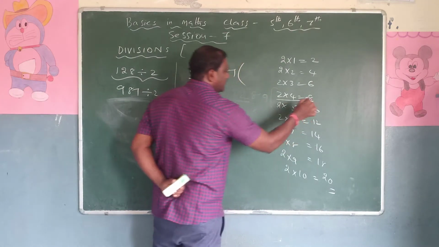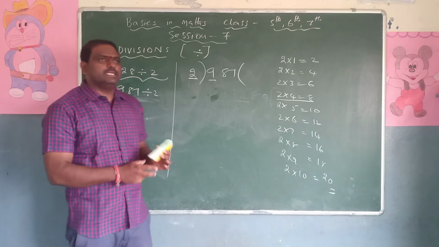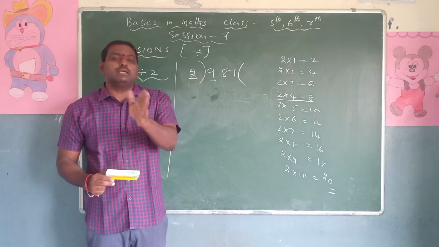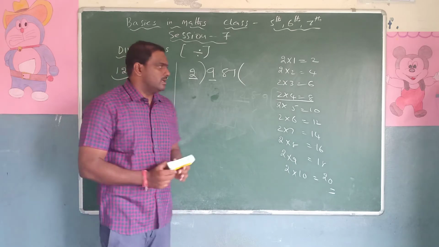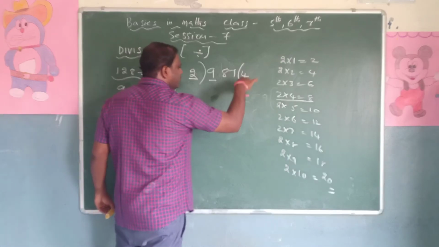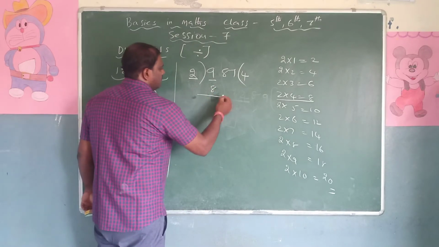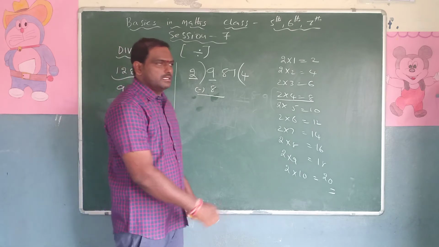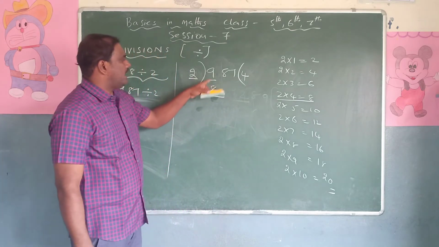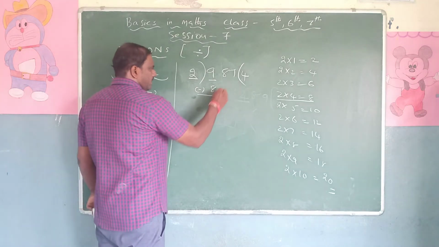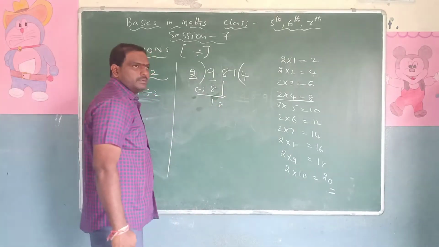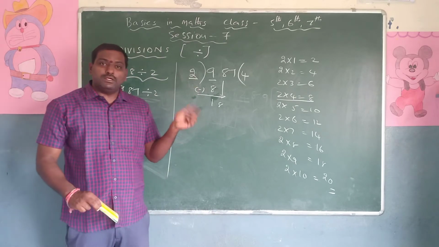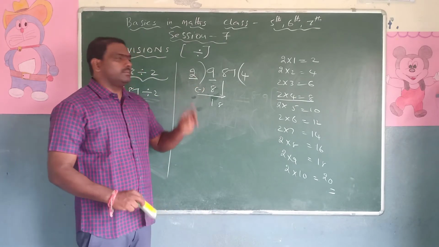So we consider this part. What is the condition? It must be near to 9 and less than 9. Now how many times? 2 fours are 8. What is the remainder? Now we do subtraction: 9 minus 8 is 1. Repeated subtraction is also called division. In multiplication we do addition, and in division we do subtraction.